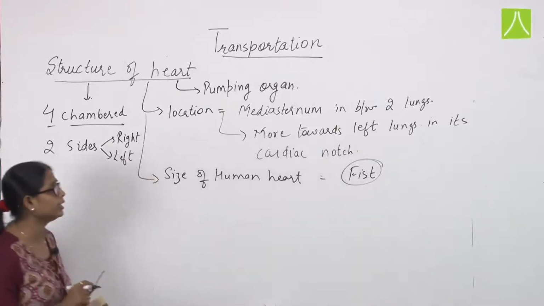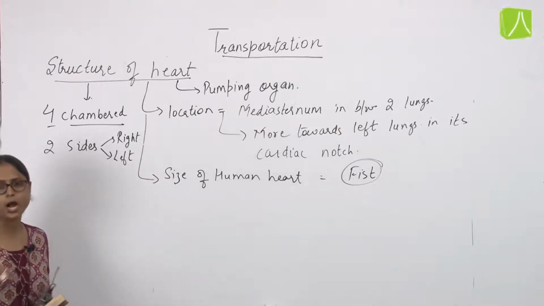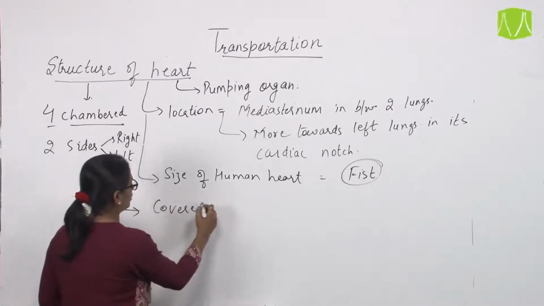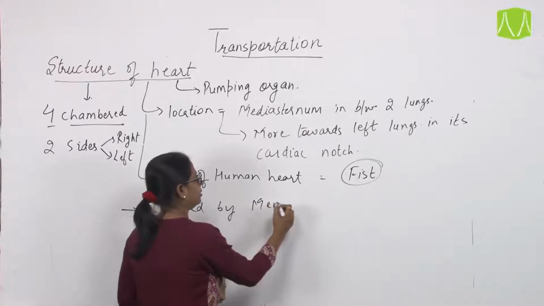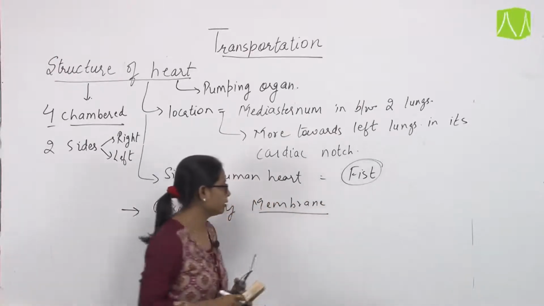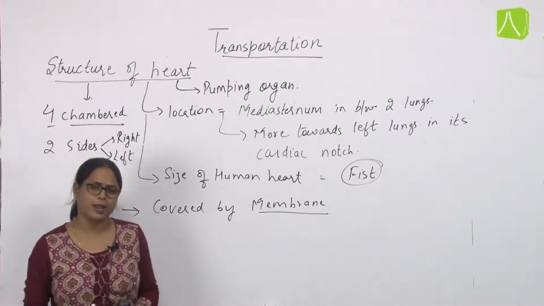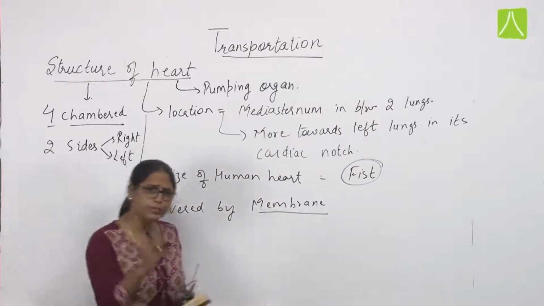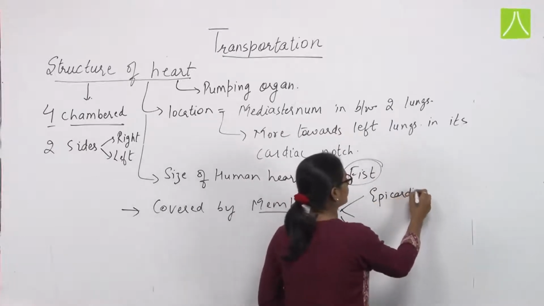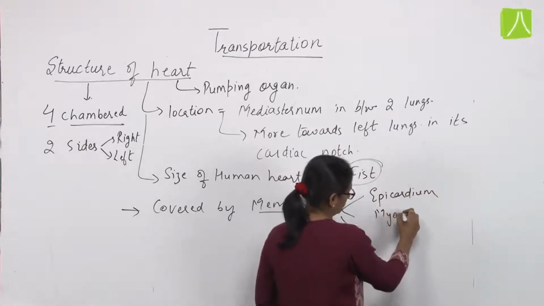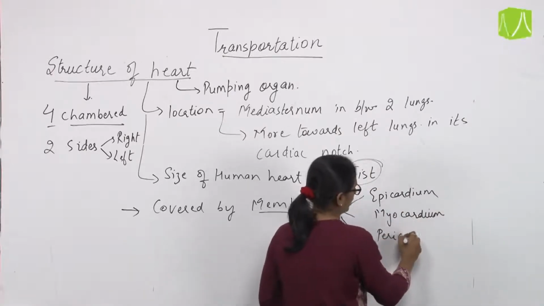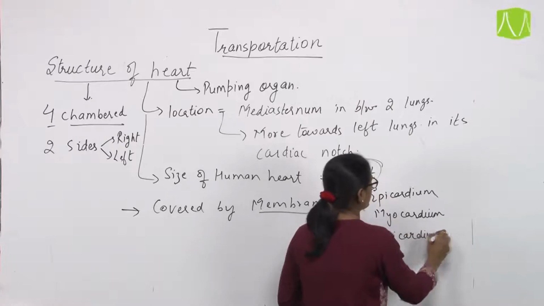One more important thing I need to tell is that our heart is actually covered by a membrane, which is known as the pericardial membrane. Basically, this membrane is of three types: epicardium, myocardium, and pericardium.